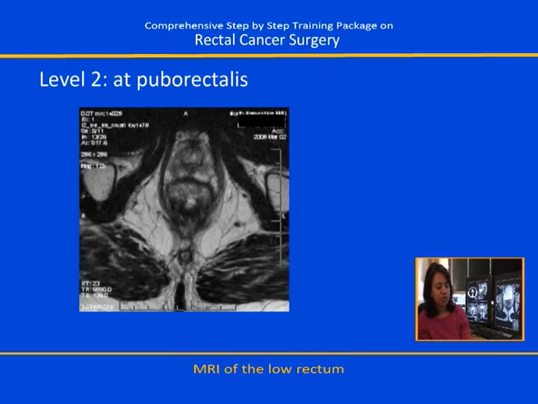And so when you see this at the level of the puborectalis sling, you can make the decision that posteriorly, in a relatively straightforward way, there can be extra tissue removed that would prevent a positive margin for that location of tumour.